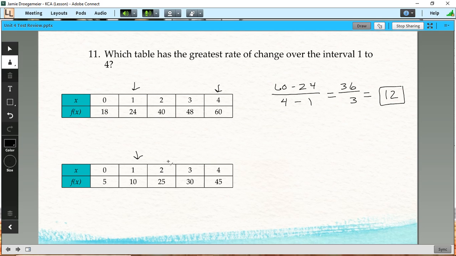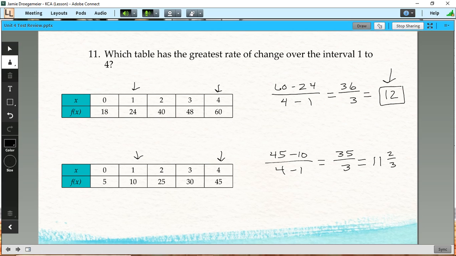In our second one here, the y value at 4 is 45. The y value at 1 is 10. And then 4 minus 1 are x values. 45 minus 10 is 35. 4 minus 1 is 3. This is going to be 35 thirds, or as a mixed number, that would be 11 and 2/3. And so greatest rate of change over that interval was the first table with a rate of change of 12.